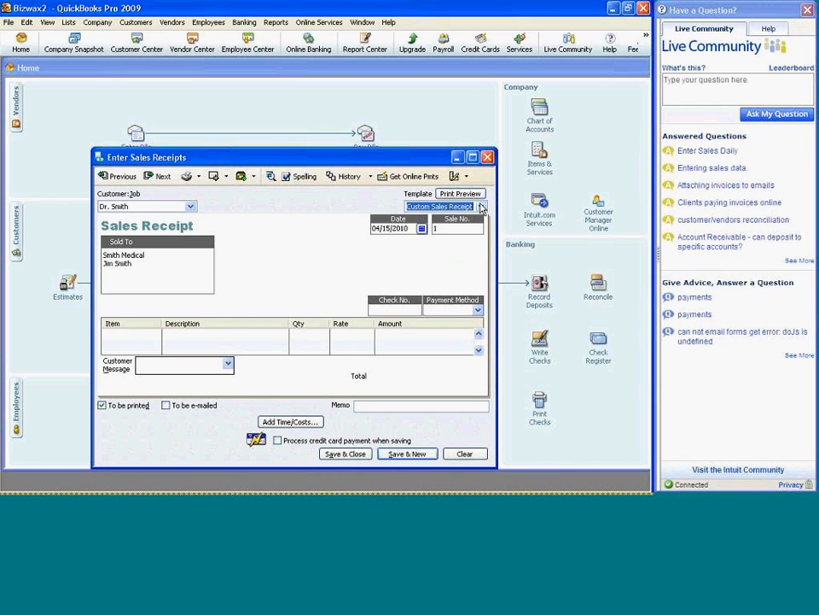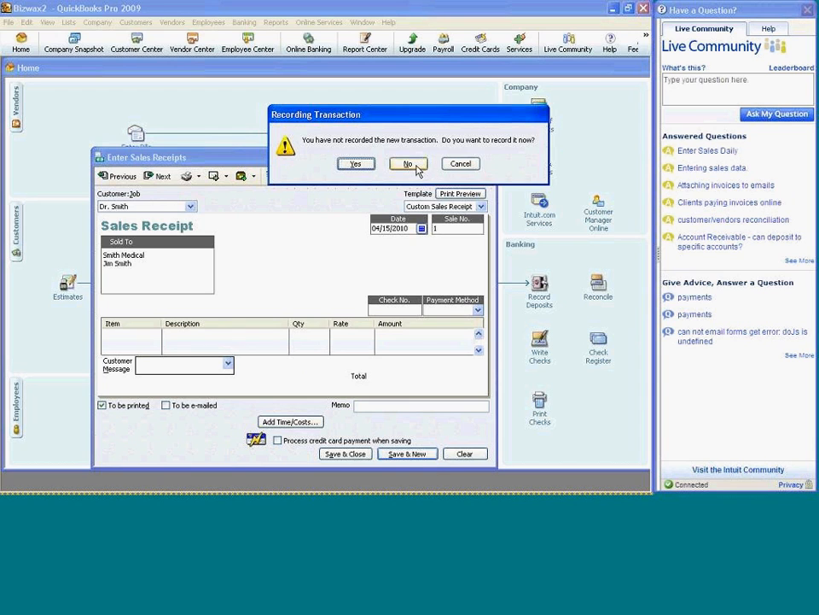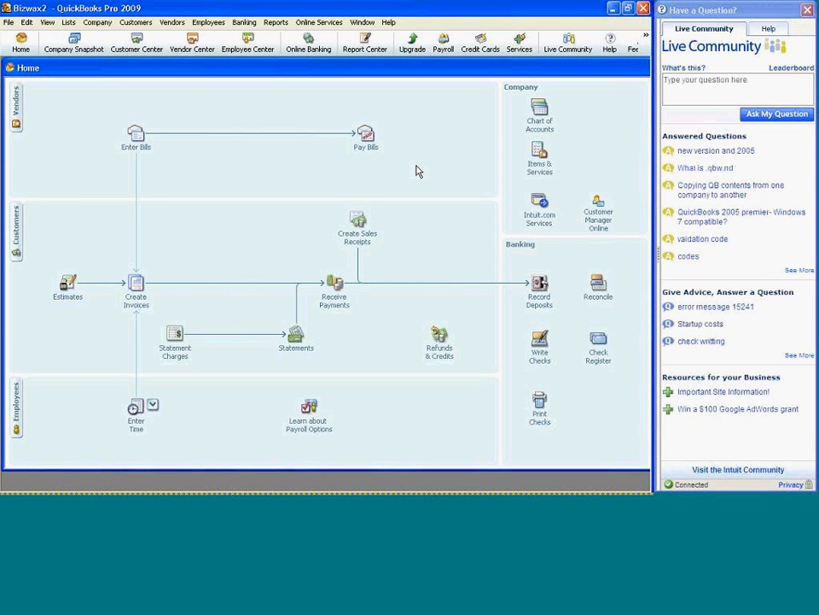This is a custom sales receipt that we're making for him. Custom messages: thank you, all work is complete, it's a pleasure working with you, please submit to Bavarian, thank you for your business, appreciate your payment, everything else like that. Process clear code when saving, et cetera. So this is the idea of setting it up as a sales receipt also. I don't want to record that right now, but that's the idea.